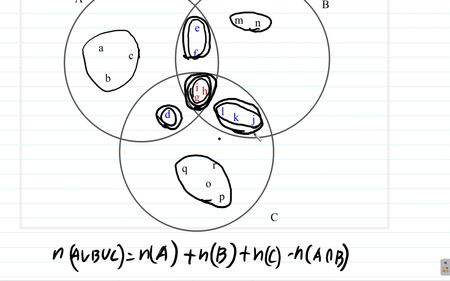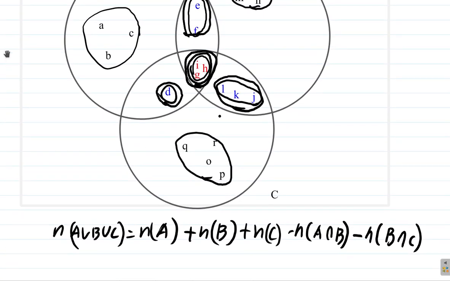Now, we had the intersection between B and C twice. If we were to list all of them, we would see this 2 times. We have to remove it. Remove the number of elements in B intersect C. Now, here, A intersect C, we would have had it twice. So we'd have to remove it. So, minus the number of elements in A intersect C. You see that?